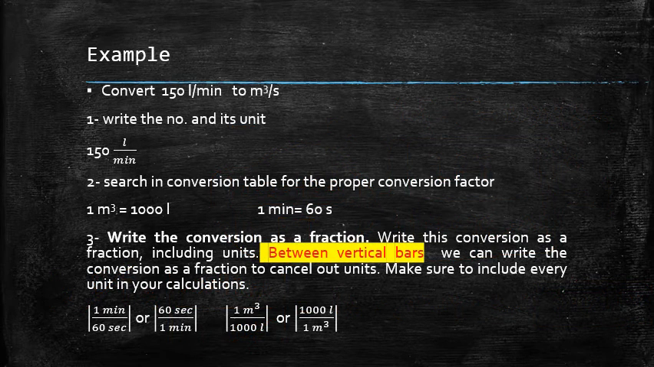Example, convert 150 liter per minute to cubic meter per second. So we want to convert from liter per minute to cubic meter per second. First of all, we will write down the number or the value followed by its unit. Then we will go to the conversion factor table to search for the relation between liter and cubic meter and minute to second. Of course, we know that 1 minute equals 60 seconds. What about the cubic meter and liter? We go to the conversion factor table, letter M, and we will find that 1 cubic meter equals 1000 liter.